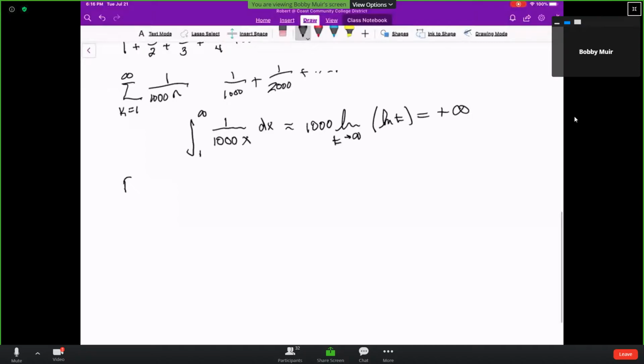We developed something called the p-test, where we looked at the sum from k equals p to infinity. Now, I'm intentionally changing this letter.